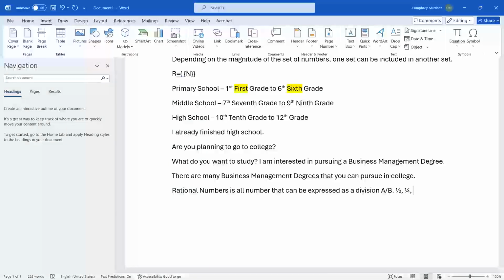Not necessarily does it have to be a one over something. It can be 1,000 over 6. That's a rational number, okay? Anything that you can express like that is. And what about 2? Is 2 a rational number? Yes. Why?